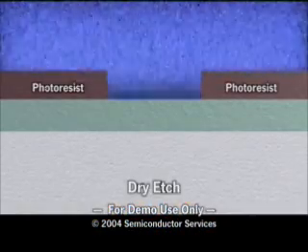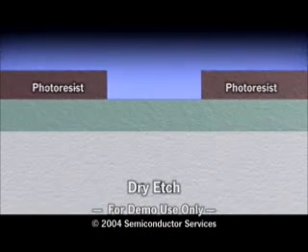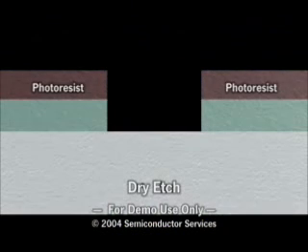Dry etch takes place in plasma etch systems, where the patterned photoresist acts as an etch stencil.